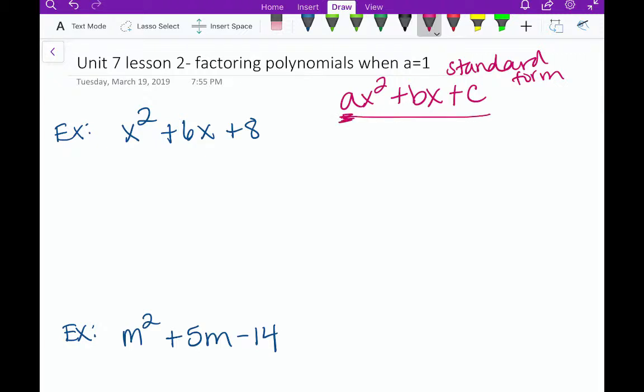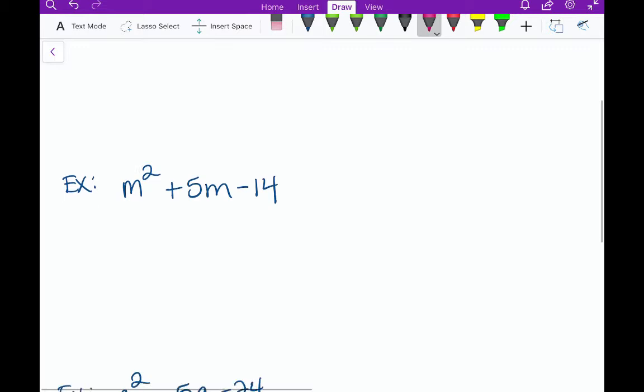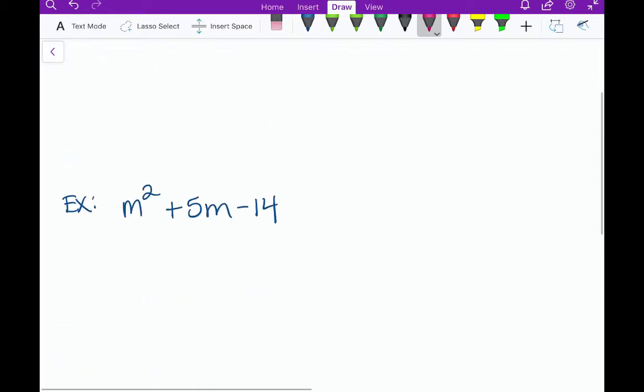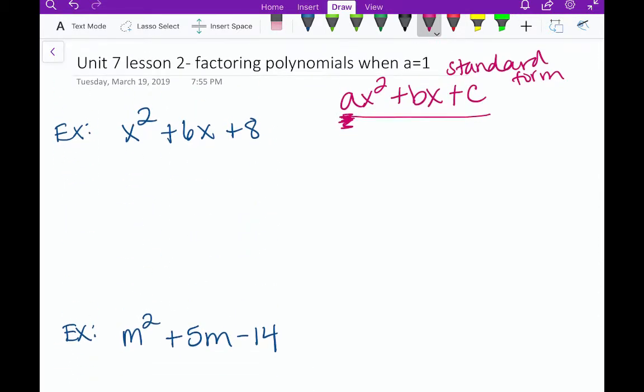So when I say a equals 1, I'm talking about the coefficient in front of the x squared term. Now, it doesn't have to be x. As you can see in the second example, we're using m instead of x. Okay, so it doesn't really matter what the variable is. So as you can see, the leading coefficient is 1 in all of these examples. So that's what we're working with. We're going to start simple and work towards a little bit more difficult moving forward.